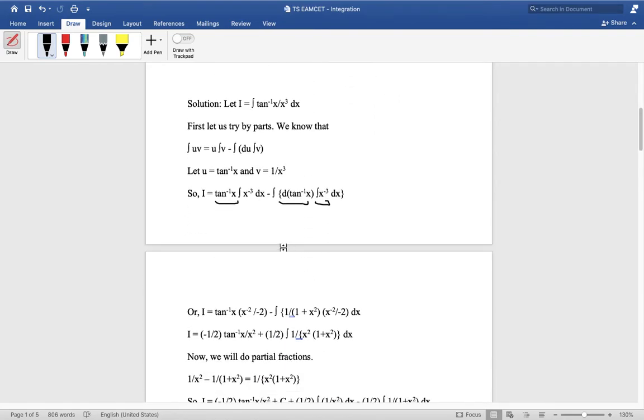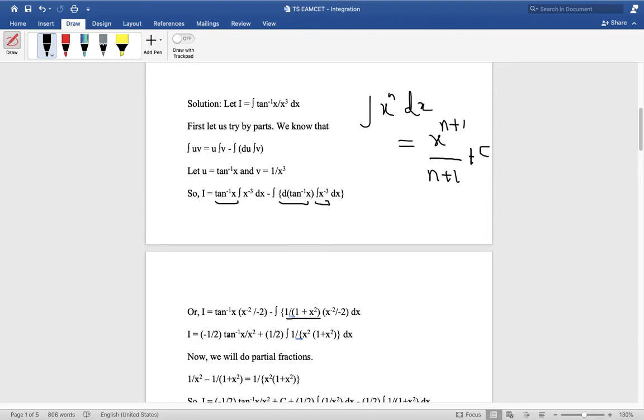Now we all know the differential of tangent inverse of x. It is 1 by 1 plus x square. I have done that over here. And the integral of x raised to the power minus 3 is x raised to the power minus 2 divided by minus 2, since the integral of x raised to the power n dx is equal to x raised to the power n plus 1 divided by n plus 1 plus c. We are not too bothered about c right now. So if n is minus 3, it becomes minus 3 plus 1, so x raised to the power minus 2 divided by minus 2. So minus 1 by 2 into x raised to the power minus 2.